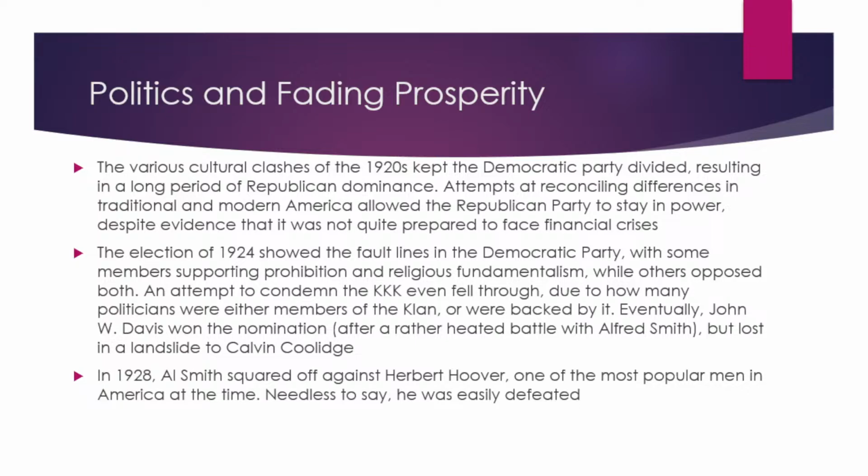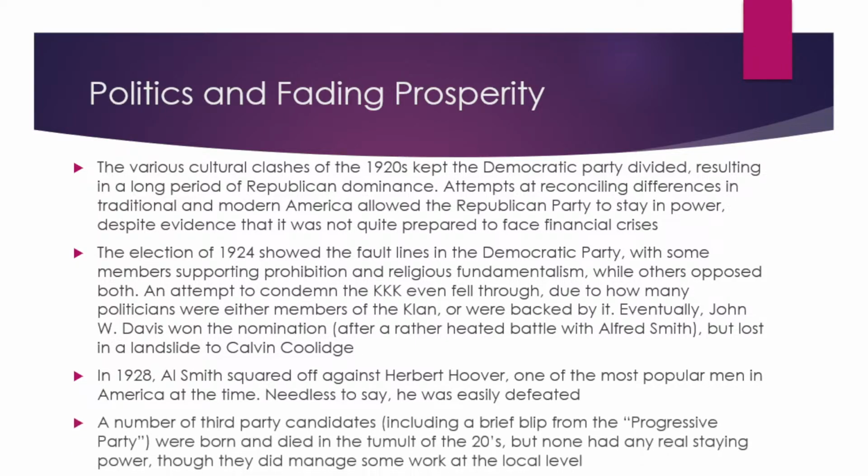1928, Al Smith went up against Herbert Hoover. Hey, look, Hoover's back. Hoover, having been in basically every federal office known to man and probably some we don't know, was one of the most popular men in America at the time, and I have the electoral map for both, and if Coolidge won in a landslide, Hoover buried Al Smith. Like, buried him and put cement over it. It was horrible. There were a couple of third-party candidates.